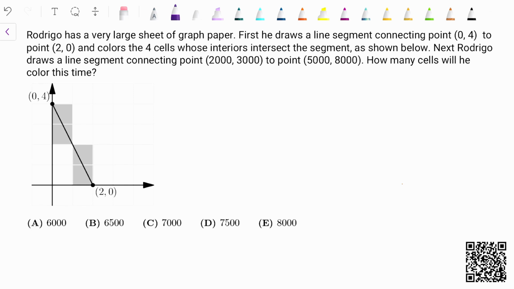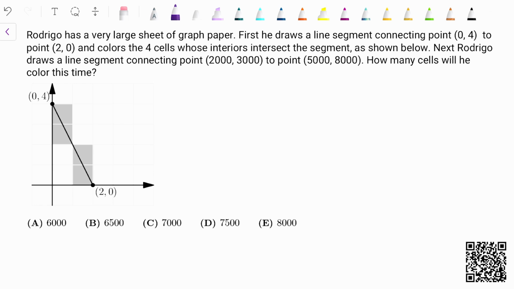It's problem number 23 of the 2024 AMC8. Rodrigo has a very large sheet of graph paper. First, he draws a line segment connecting points (0, 4) and (2, 0) and colors the four cells whose interiors intersect the segment as shown below. Next, Rodrigo draws a line segment connecting point (2,000, 3,000) to point (5,000, 8,000). How many cells will he color this time?